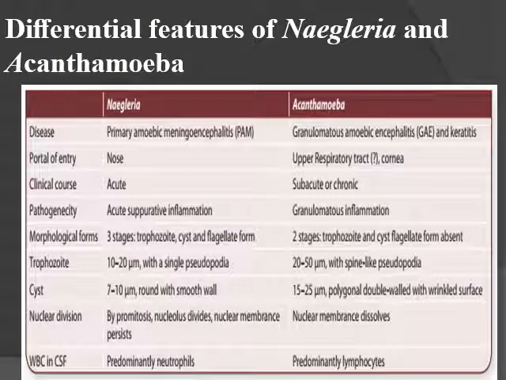This table differentiates between Naegleria fowleri and Acanthamoeba. They are both free-living amoebae. This table differentiates them by disease name, portal of entry, clinical course, pathogenicity, morphological forms present, and the morphological forms of the trophozoite, cyst stage, and so on. With this slide, we reach the end of our lecture. Thank you for listening.